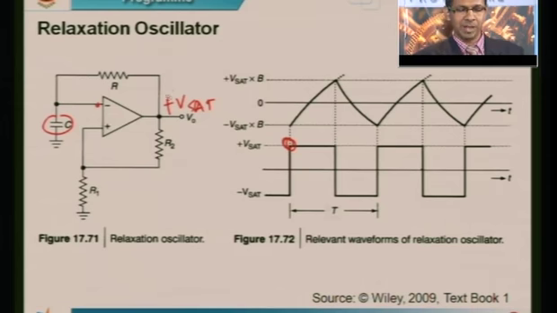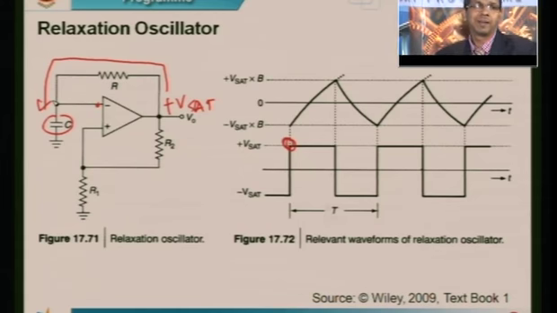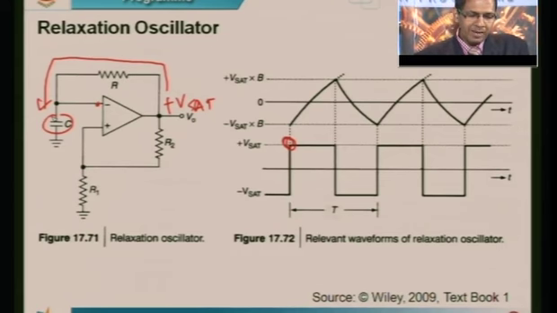The moment it is plus Vsat, this capacitor starts to charge in this path. Once the capacitor starts charging, what happens to the voltage at the inverting pin? The voltage at the inverting pin starts going towards the positive side. It starts exponentially rising, and the time constant is given by R and C. Now let us see what input we are seeing at the non-inverting terminal. At the non-inverting terminal, we have an input which is fed back from the output through a voltage divider network.